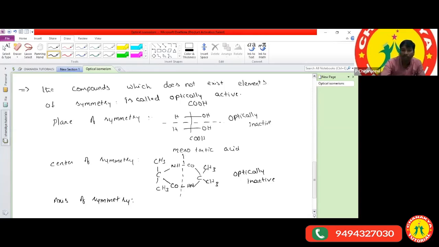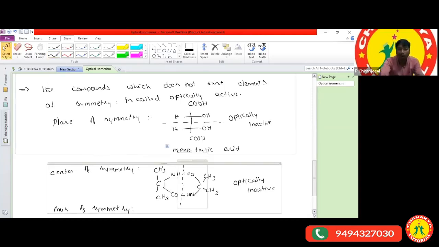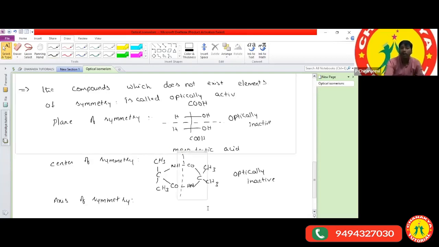The next concept. What is the next point we have to know? The next concept is plane polarized light. What is meant by plane polarized light?